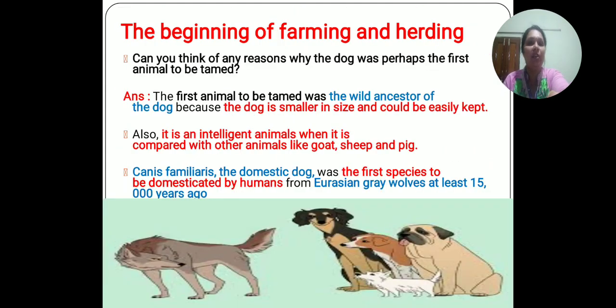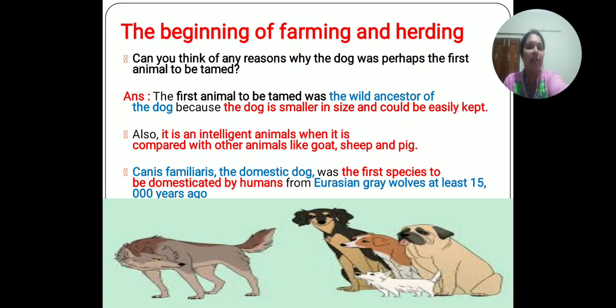Now, can you think of any reason why the dog was perhaps the first animal to be tamed? As earlier we have discussed, the ancestor of the dog was the first tamed animal. So, can you think what was the reason? Yes, there is a reason behind that. The dog is smaller in size and could be easily kept. Also, it is an intelligent animal when compared with other animals like goat, sheep, and pig.